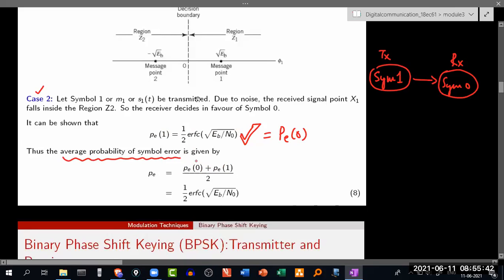Because we are having the same values for both probability of error of 0 and probability of error of 1, they'll get added up, and in turn 1 by 2 gets cancelled, and still we'll be left with this 2 over here because it's an average value. All we are trying to calculate is this average, and average probability of symbol error is also equal to this. So this is probability of error for BPSK.